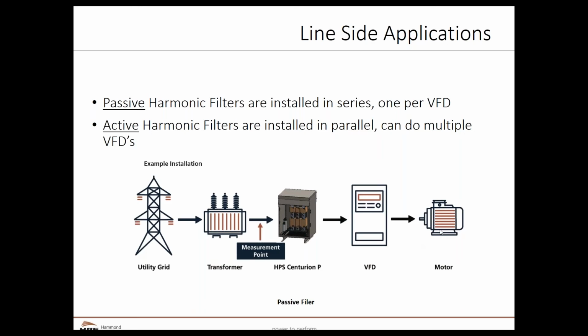The main devices that are going to allow compliance with IEEE 519 recommendations are passive harmonic filters or active harmonic filters. This diagram shows that a passive harmonic filter is connected in series at the input to a VFD, so the components have to be fully rated for the VFD current. By contrast, an active harmonic filter is connected in parallel with the power system, so the components do not have to be rated for the full VFD load.